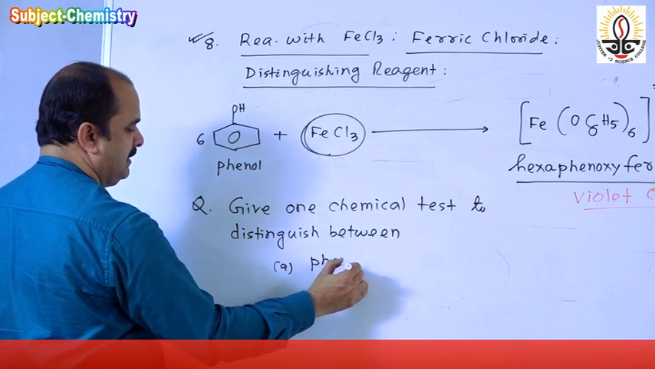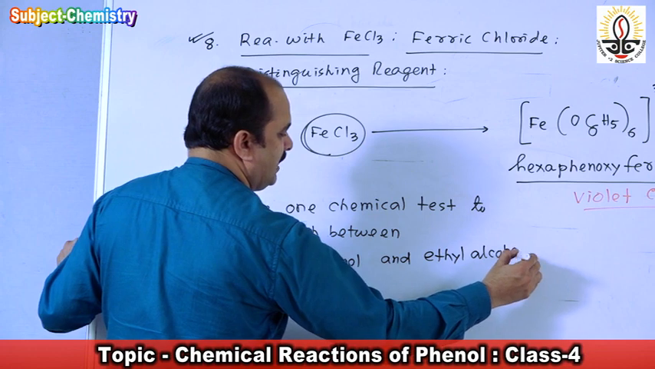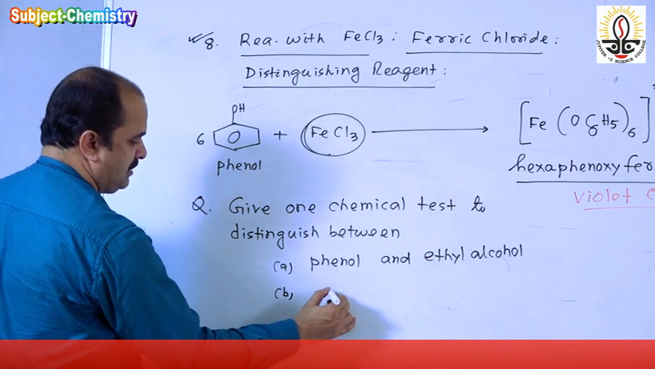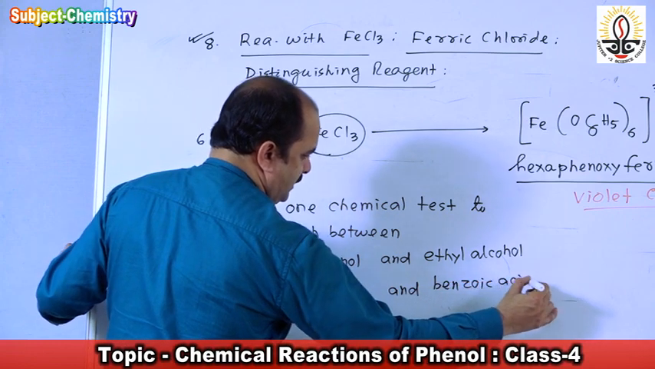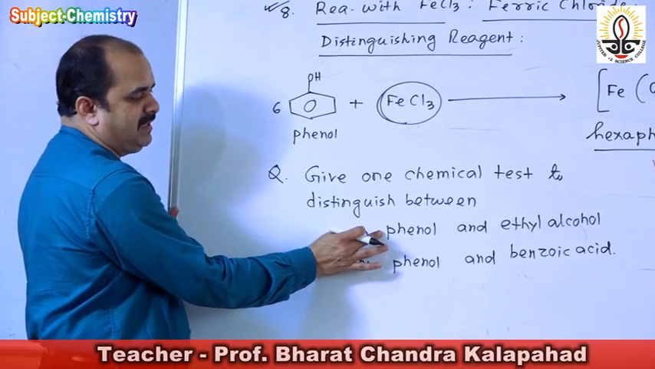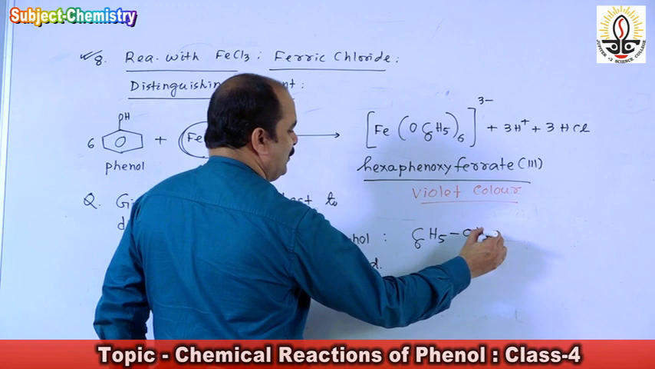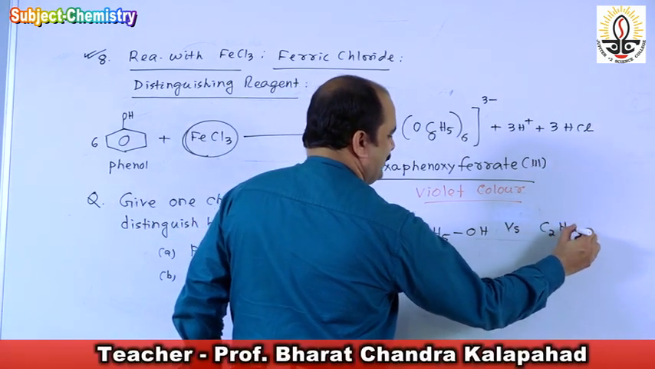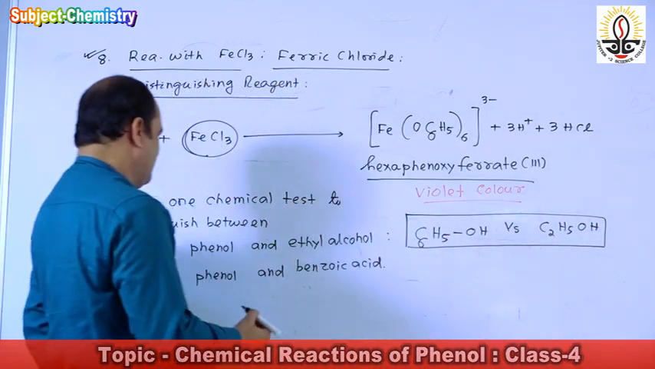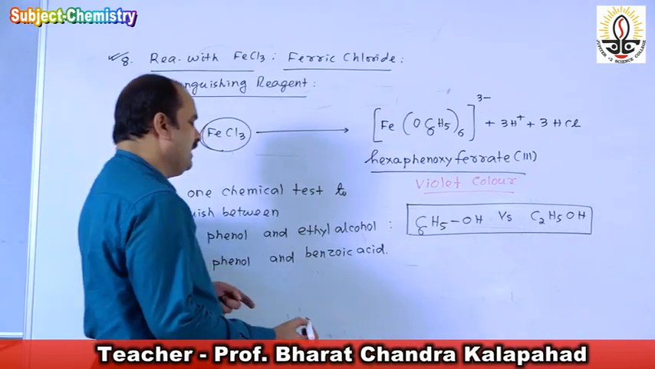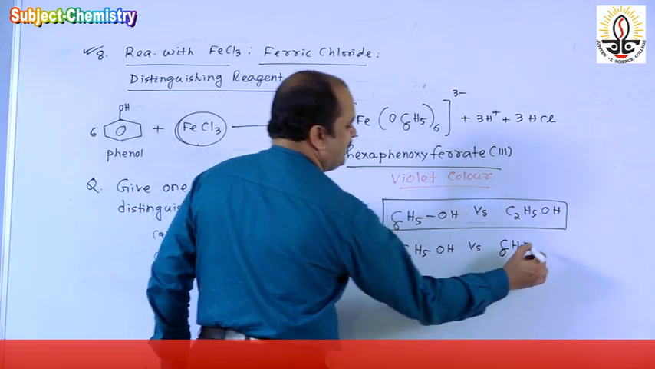number A, phenol and ethyl alcohol, and number B, phenol and benzoic acid, and this we have to distinguish. You know, this is phenol, C6H5OH, this is ethyl alcohol. So the first reaction is C6H5OH versus C2H5OH. This we have to distinguish by a suitable reagent. We can use ferric chloride, and another chemical reaction is distinguishing between phenol and benzoic acid. This is phenol, C6H5OH, versus benzoic acid, C6H5COOH.